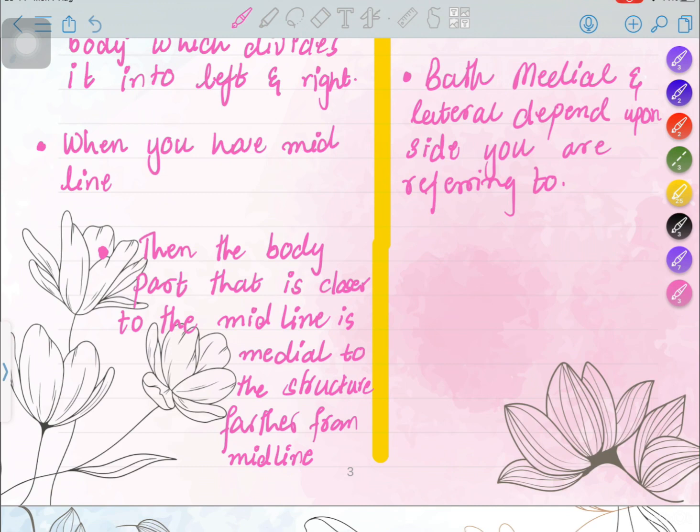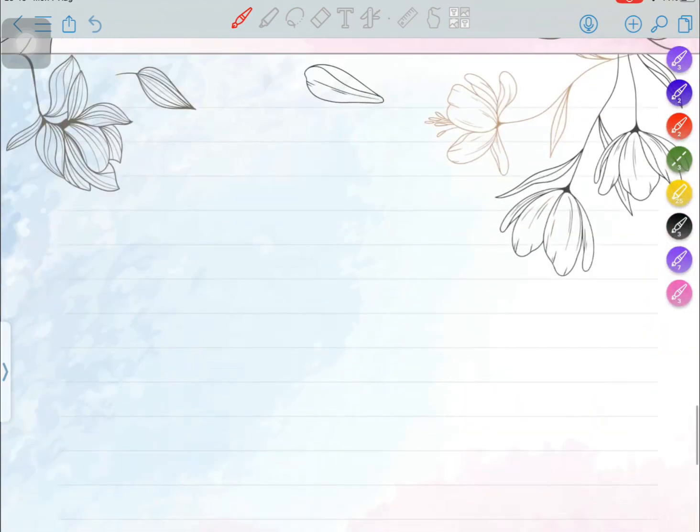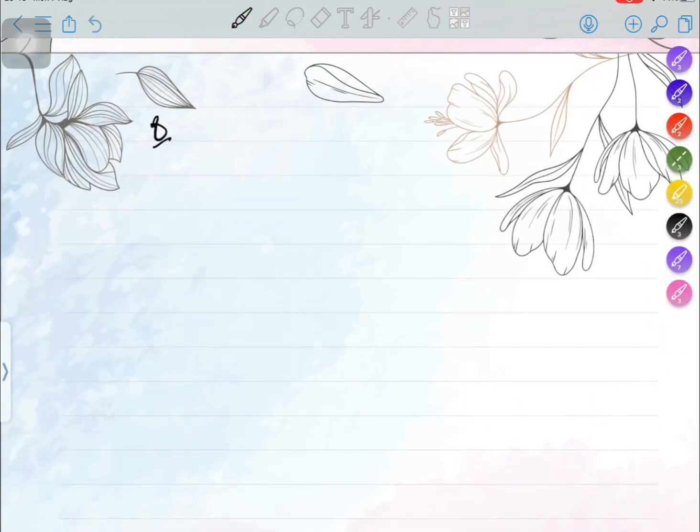So the example over here, as I told you, is that the pinky finger is medial to the thumb. First of all, stand up in anatomical position, and draw that imaginary line dividing your body into left and right. Then you would see that your pinky finger is closer to the middle of the body than your thumb. So the pinky finger is medial to the thumb, and the thumb is lateral to the pinky finger. This is how we use the references.